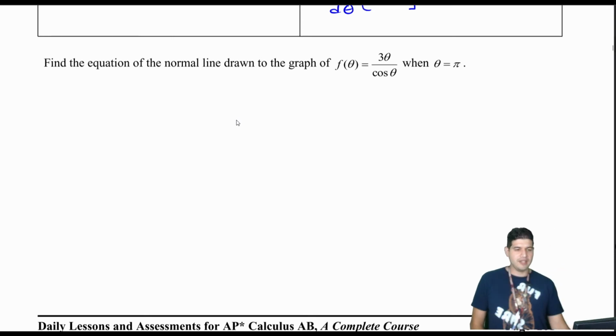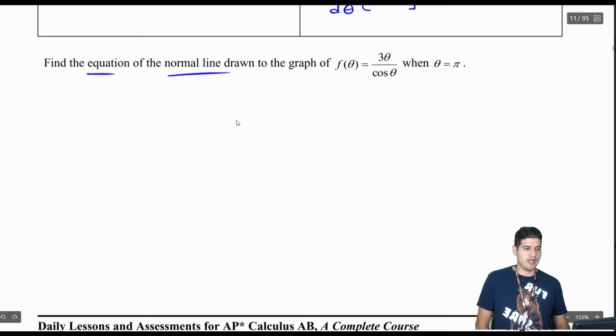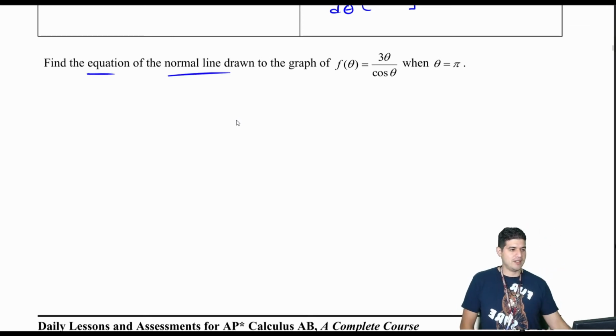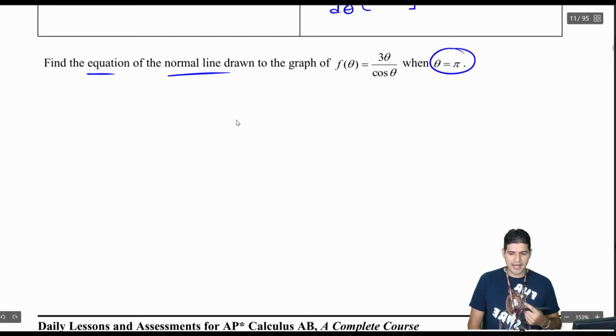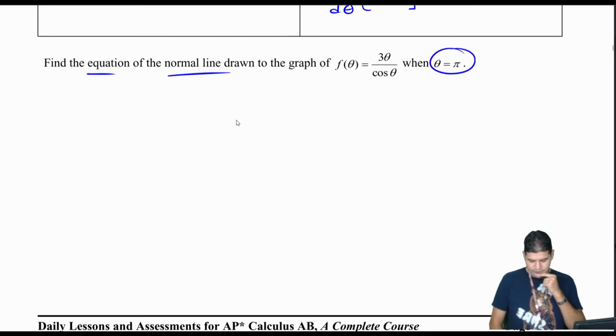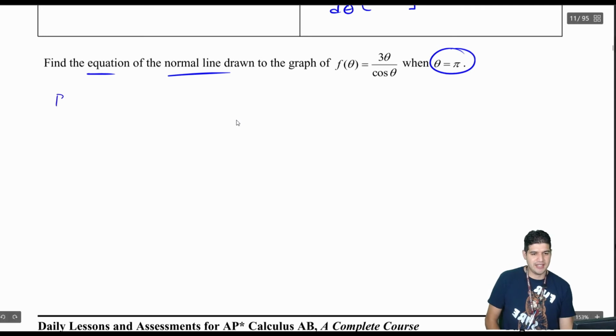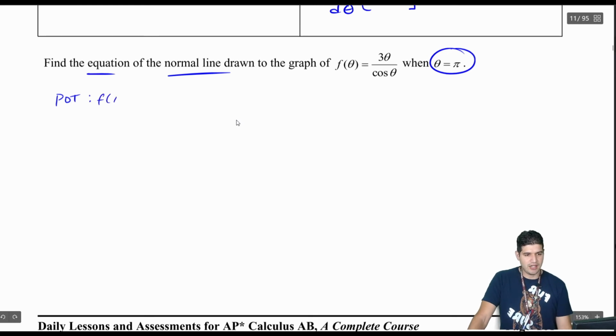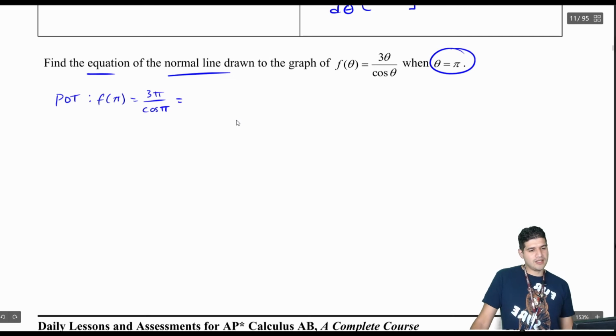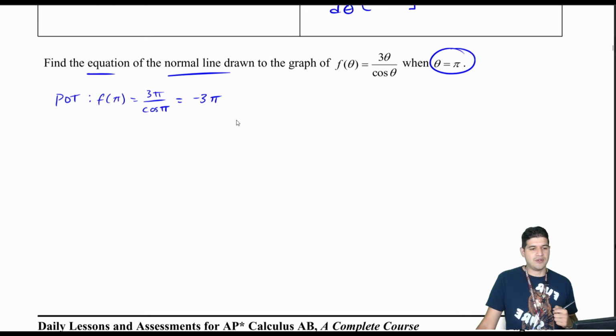So if I want to find the equation of the normal line, we've got a function and we want to find it when theta equals pi. Okay, so let's start by finding our point of tangency. Where is it touching the graph? So I'm going to find my point of tangency just by finding f of pi. And so that's going to be 3 pi divided by cosine of pi. Okay, and cosine of pi is -1, so I get -3 pi. So I'm going to put that in my back pocket and I'll pull it out later.